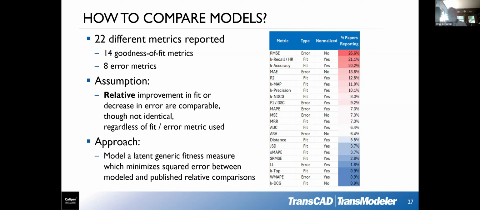So, if you say that in the end, regardless of whether you're measuring it with accuracy or recall or root mean square error, your model is 20% better than this other model, regardless of how you're measuring better, we think that could be compared to another claim that this model is 30% better than that one, right? So the approach here is to model a latent generic fitness measure, which minimizes the square error between these modeled improvements and the actual published comparisons.